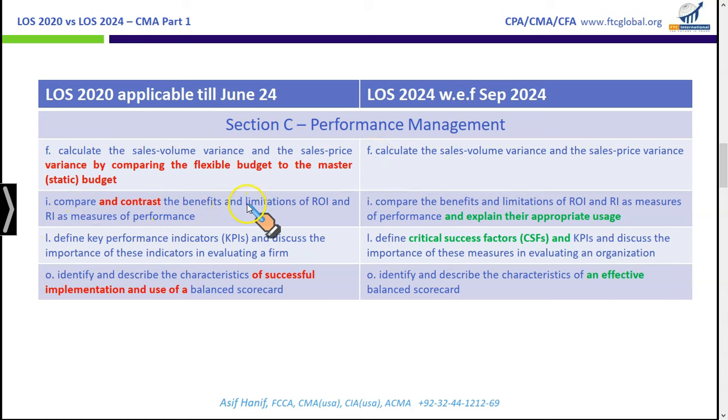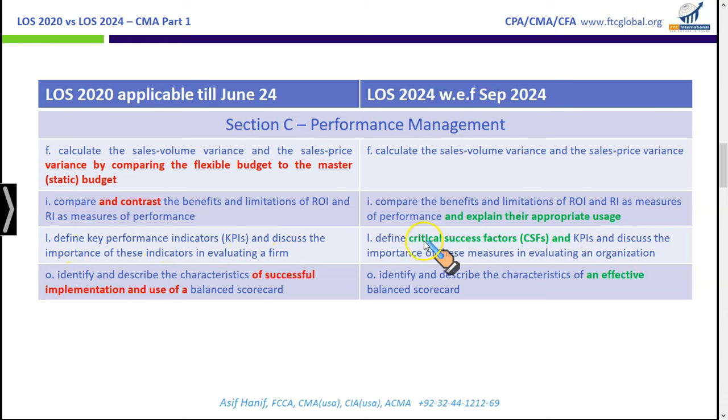Compare and contrast the benefits and limitations of ROI. They have removed the word contrast and they just put this new phrase and explain their appropriate usage. Where should you use ROI and where do you not use ROI? There are many questions involving where they should be used. So basically this is the same.